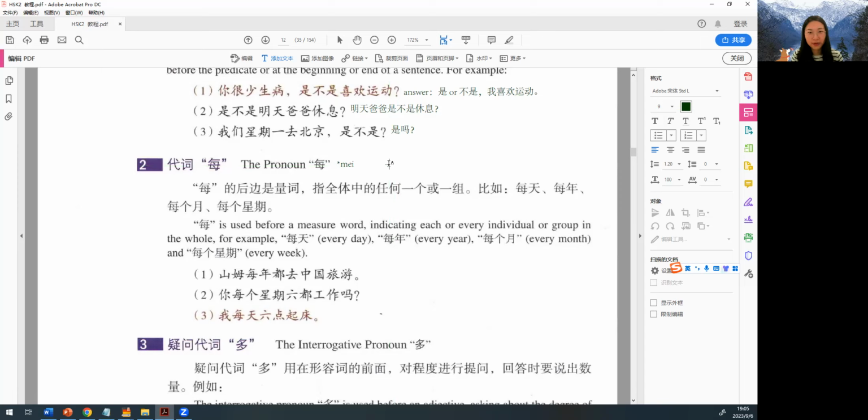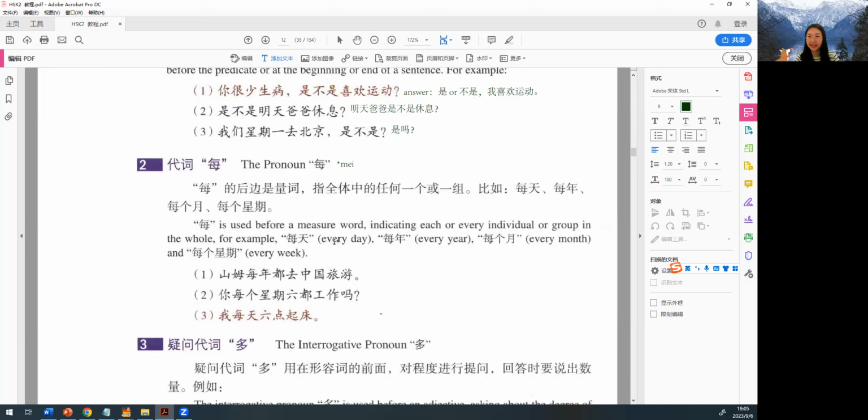And please follow me because it's the third tone. I know that the four tones are very difficult for HSK 2 level students. So please follow me. 美. This is the third tone. This is the number 3 tone. 美. Good. So here also said 美 is used before measure words like 每天.